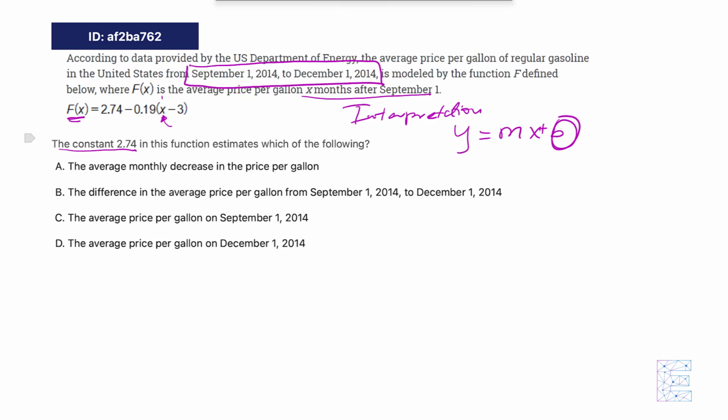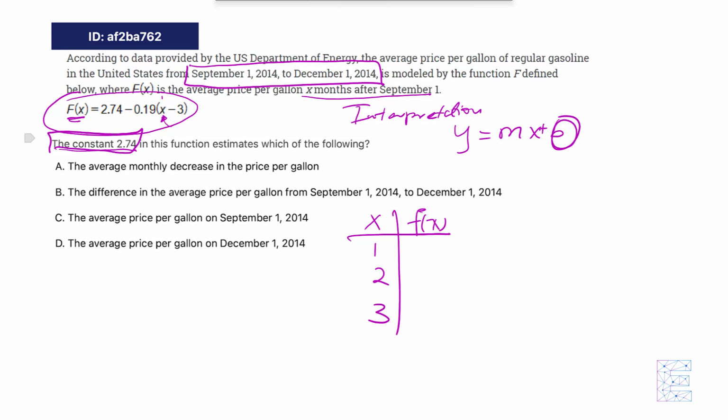Now let's plug in each of those values. Our x values are 1, 2, and 3. And of course, we'd have our y values corresponding. And you can literally just plug this in Desmos and see what happens. What we are looking for is which of these will give us back the constant 2.74. And quick math will show you when you plug in a 3, this is what gives you 2.74.